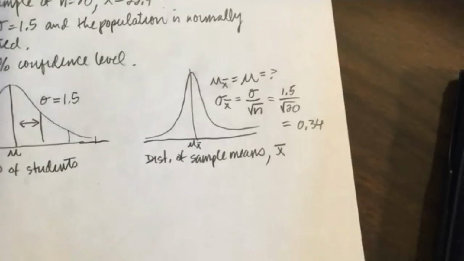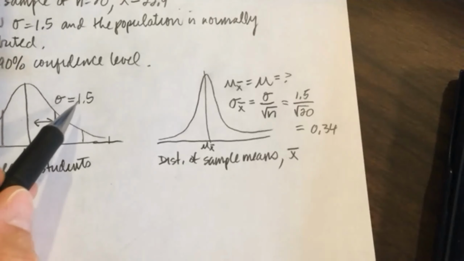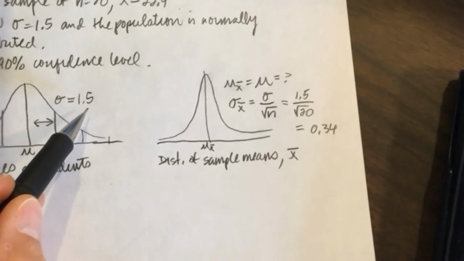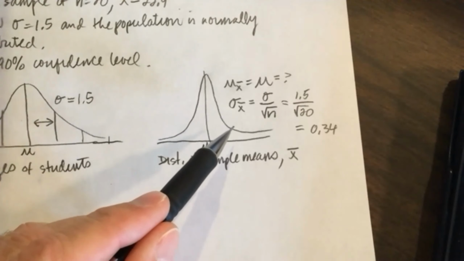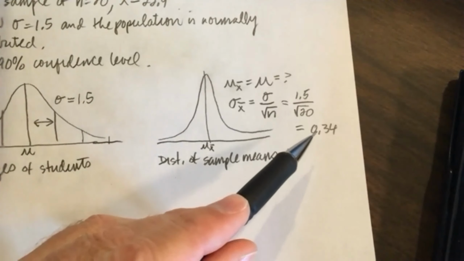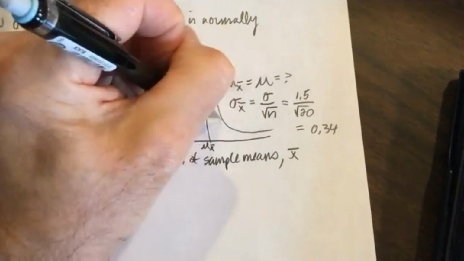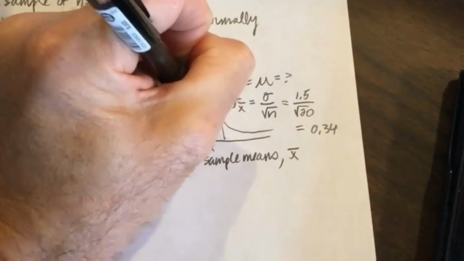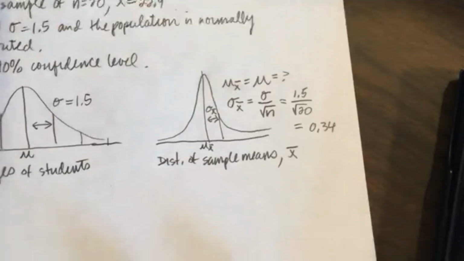So about a third of a year, 4 months or so. Notice that the ages are spread out by about a standard deviation of about 1.5 years, but samples of size 20 are only spread out by about 0.34 years. So that goes over to here, right? Here's our spread.